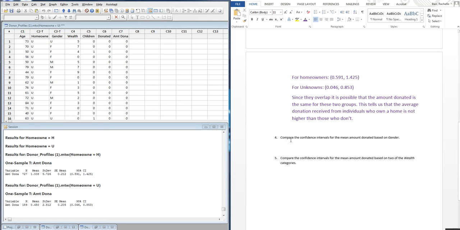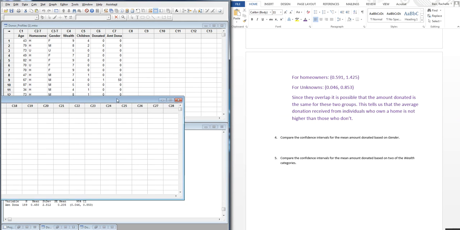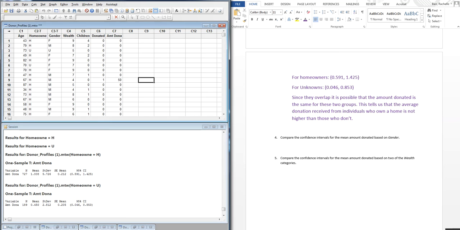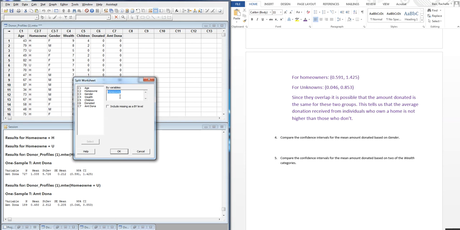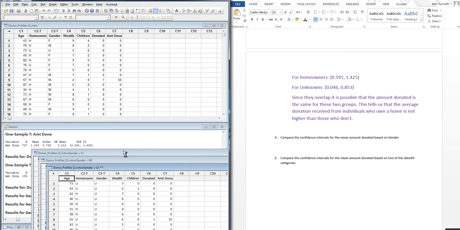Yay! So now we want to compare the confidence intervals for the mean amount donated based on gender. So we're going to do this again. So I'm going to take and get rid of this one. Okay. So once again, I am going to need to go ahead and split my data by gender this time. So we're going to go back up to Data and then choose Split. And I don't want to split by homeownership anymore. I want to split by gender. And I'm going to hit OK.